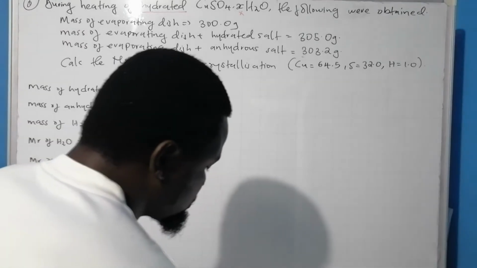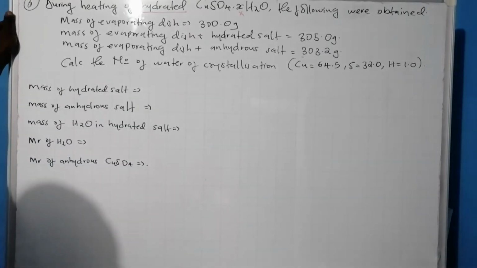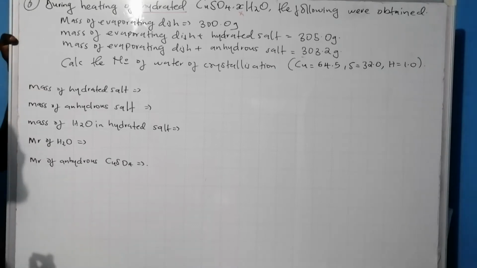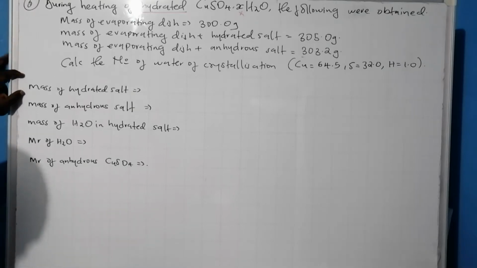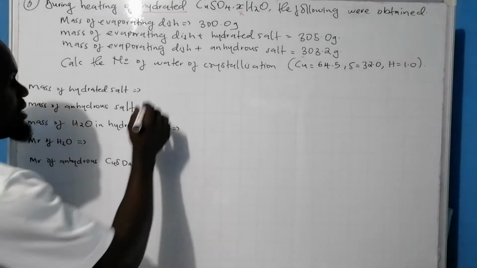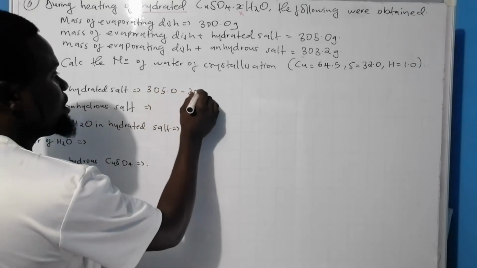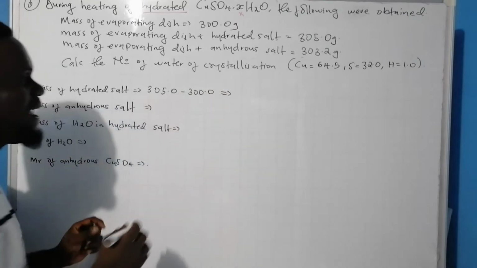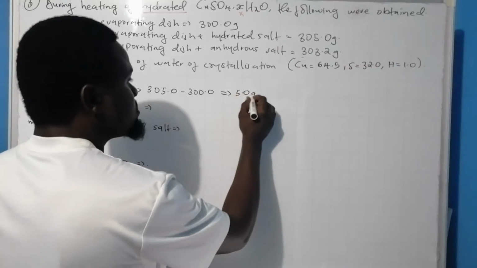Now, after knowing those concepts, I have the mass of evaporating dish alone is 300.0 grams. Mass of evaporating dish plus hydrated salt is 305.0 grams. Now from there, I can get the mass of the hydrated salt. How do I get the mass of the hydrated salt? I'll say 305.0 minus 300.0. So when I take the difference, the answer will be 5.0 grams.